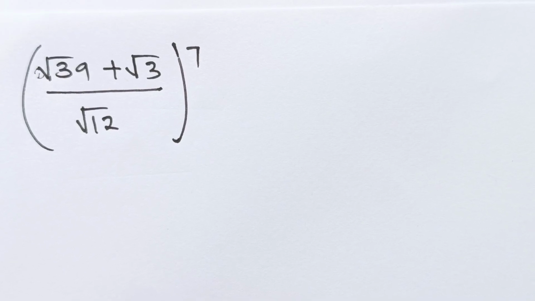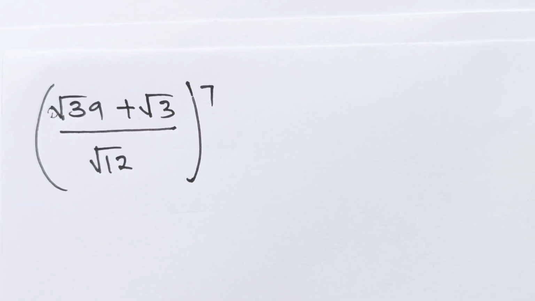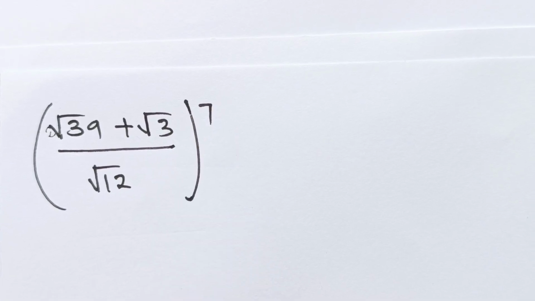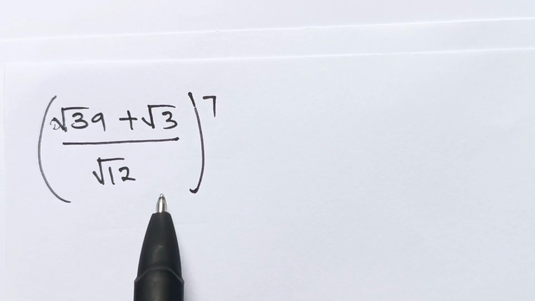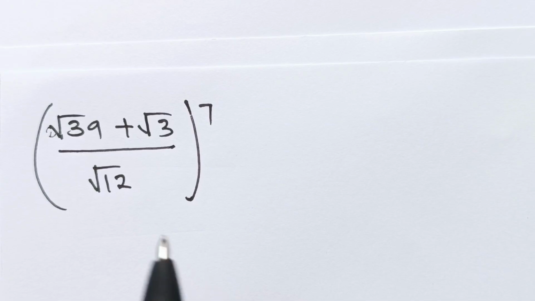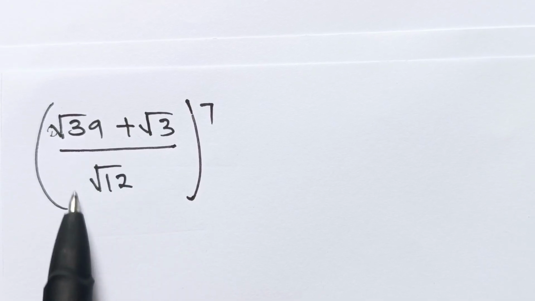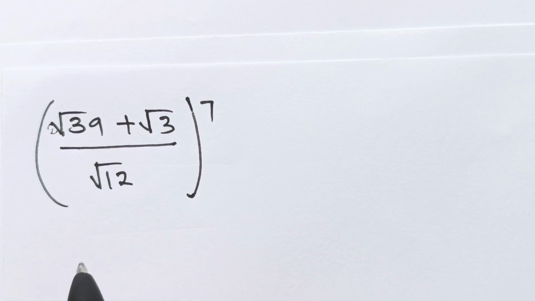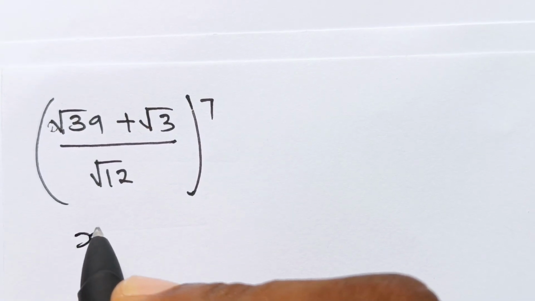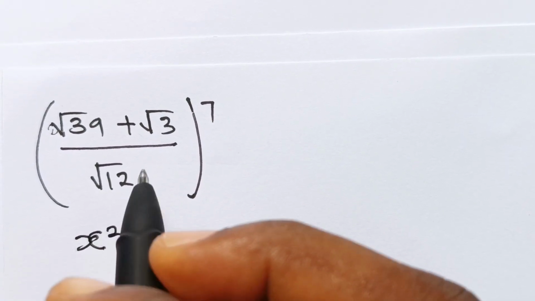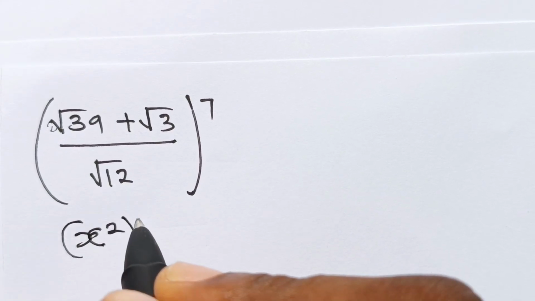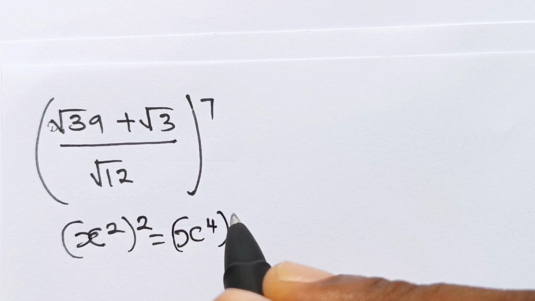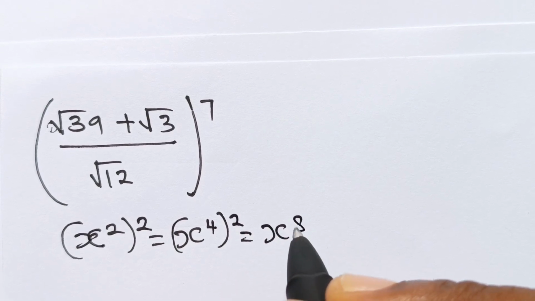We are asked to simplify this. Now, this is not easy because the power is odd, okay? Normally, in this type of question, the first thing we need to do is to specifically call whatever we have inside this bracket x. Now, the normal way would have been to call this x and find x squared, okay? So once we find x squared, we square it to get x to the power of 4. We square it to get x to the power of 8, okay?